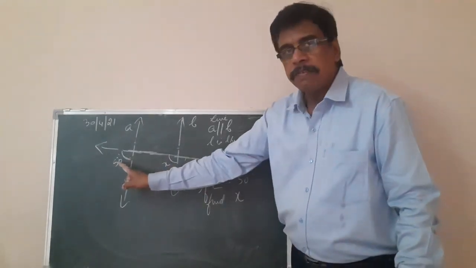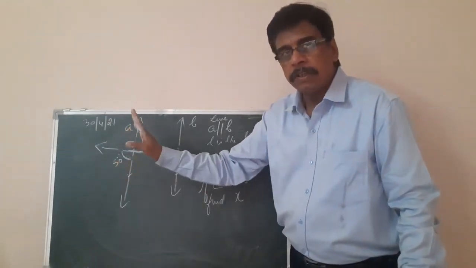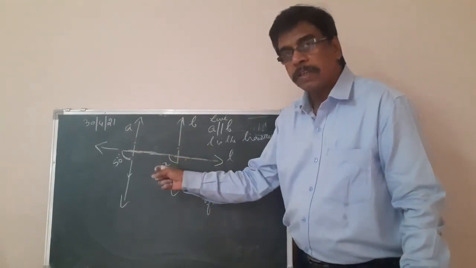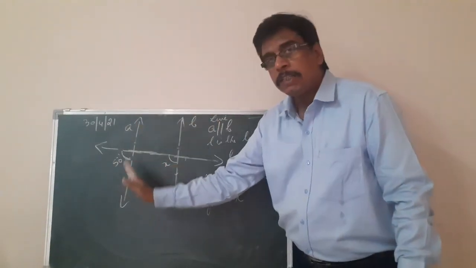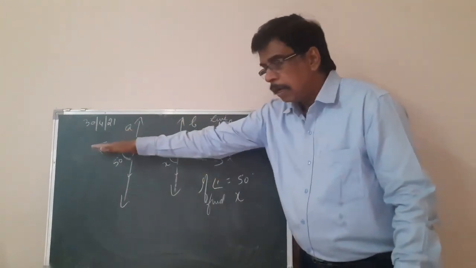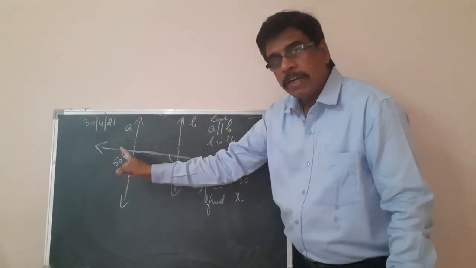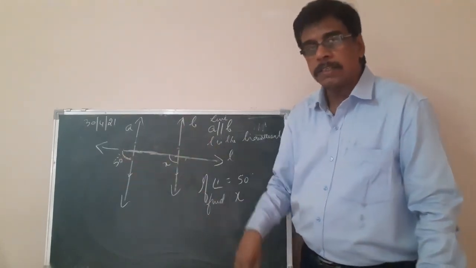This angle is given as 50 degrees, angle 1 is 50 degrees, and they said find x. Find the value of x. Now read the question. Line A is parallel to line B. Line L is the transversal. If angle 1 is 50 degrees, find x.